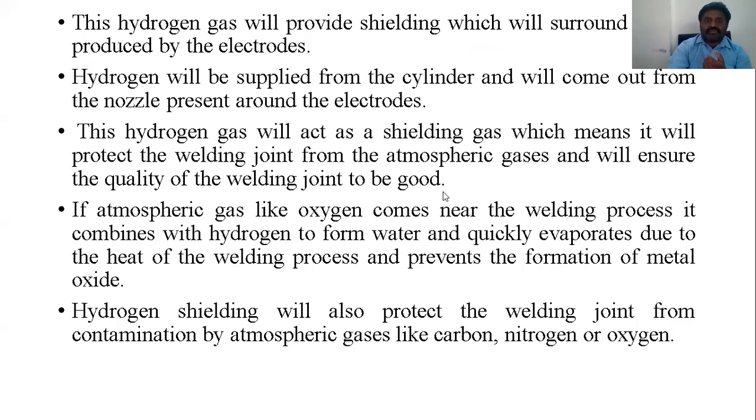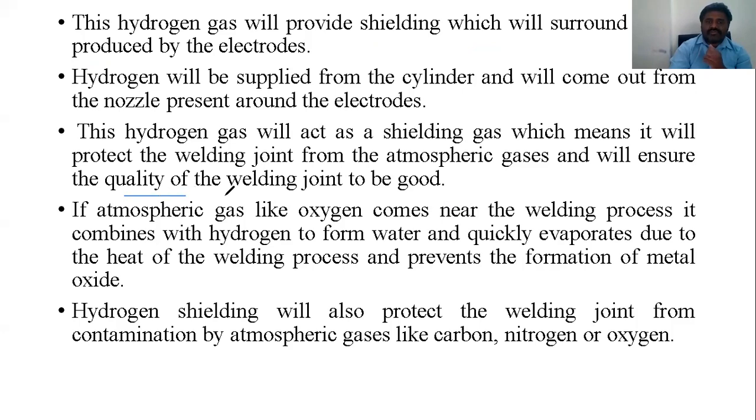In the meanwhile, the arc is produced between the electrodes here, and hydrogen will be supplied from the cylinder by the nozzle present around the electrodes. It is a shielding gas, meaning hydrogen gas, and it also affects the quality of the joint.